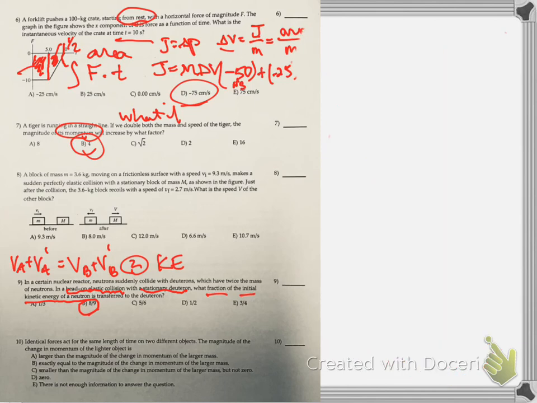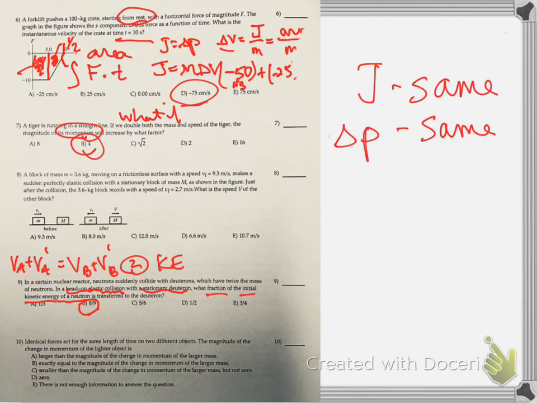I hope this question's a little easier. Identical forces act for the same length of time on 2 different objects. So same force, same time. So J is the same. The delta P is also the same. But if they're different masses, obviously delta V will be different.